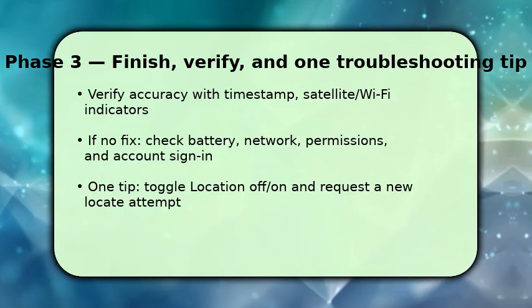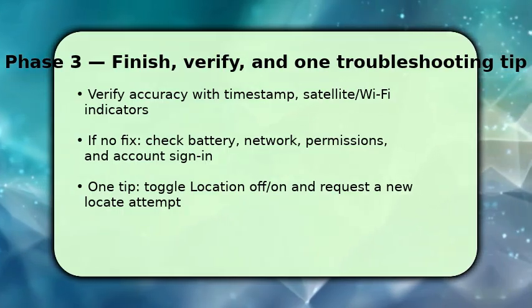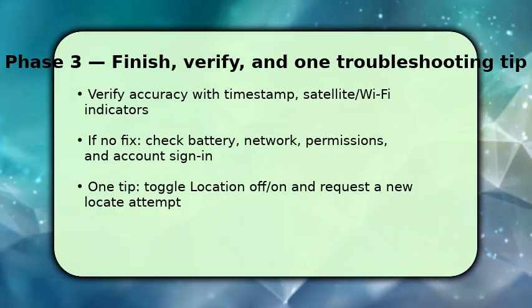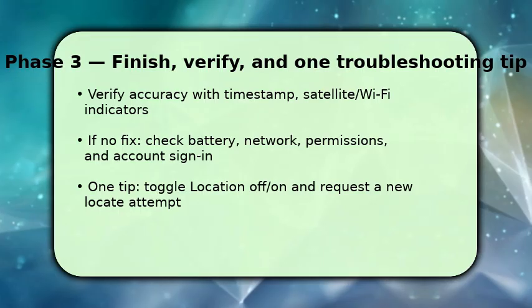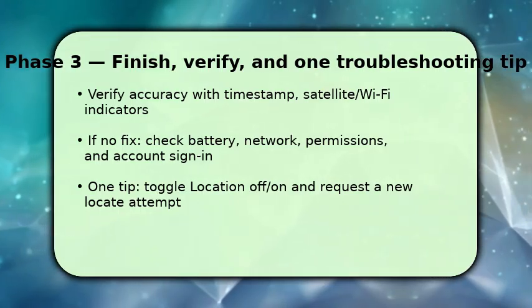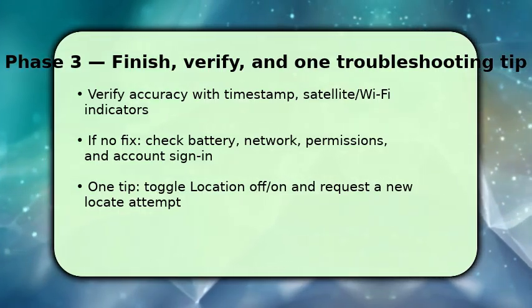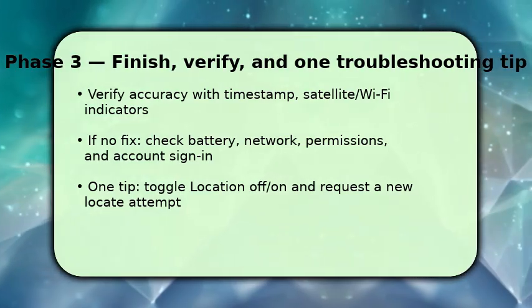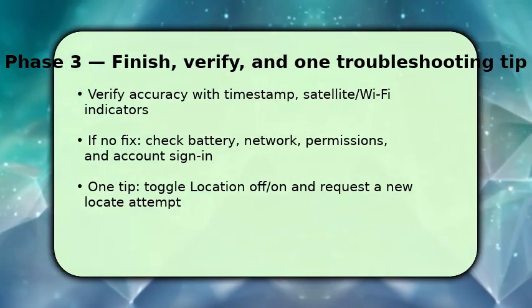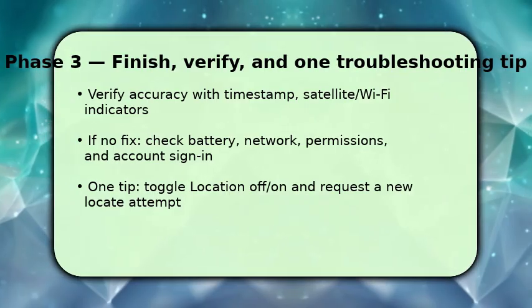If the position is missing or stale, check battery level, mobile data/Wi-Fi, location mode, and that the Samsung account remains signed in on the device. Make sure permissions like Send Last Location are enabled. If things go wrong, toggle location off and on, then request a new locate. That often forces a fresh GPS fix and clears transient issues.